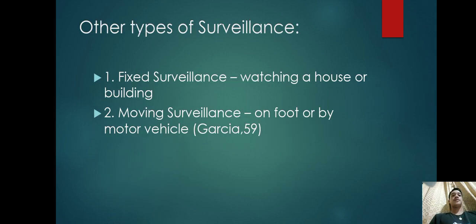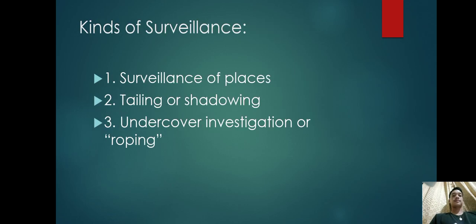Other types of surveillance. Number 1, fixed surveillance, watching a house or building. Number 2, moving surveillance on foot or by motor vehicles. Kinds of surveillance. Number 1, surveillance of places. Number 2, tailing or shadowing. Number 3, undercover investigation or roping.